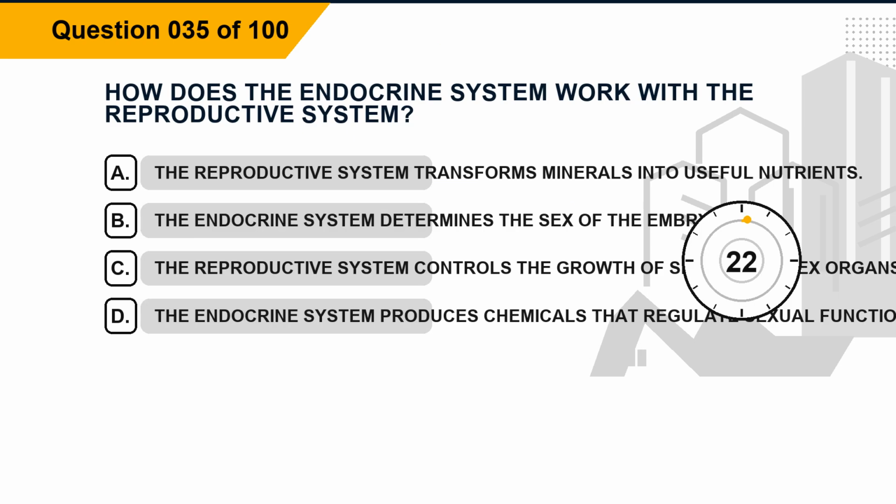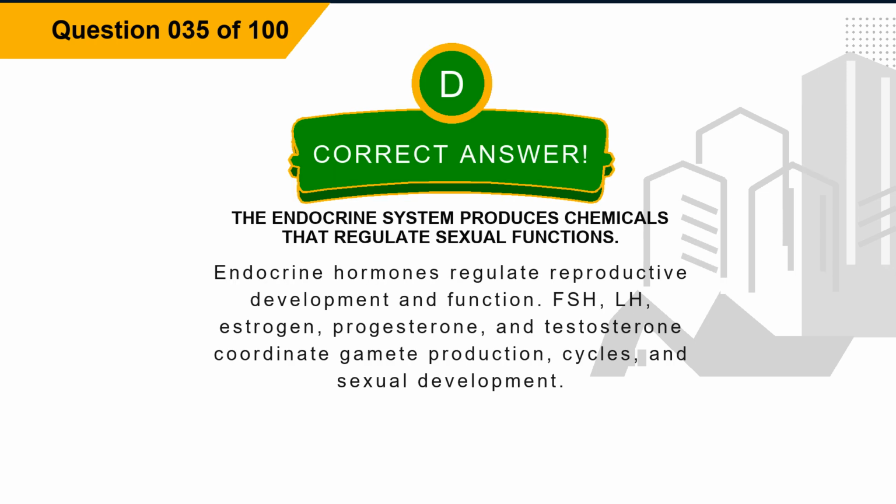Question 35. How does the endocrine system work with the reproductive system? Option A, the reproductive system transforms minerals into useful nutrients. Option B, the endocrine system determines the sex of the embryo. Option C, the reproductive system controls the growth of secondary sex organs. Option D, the endocrine system produces chemicals that regulate sexual functions. The correct answer is option D, the endocrine system produces chemicals that regulate sexual functions. Explanation: endocrine hormones regulate reproductive development and function. FSH, LH, estrogen, progesterone, and testosterone coordinate gamete production, cycles, and sexual development.